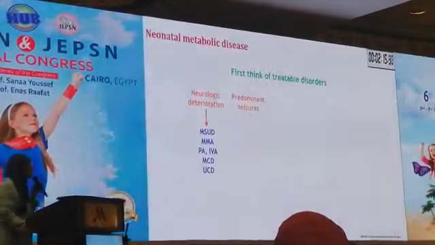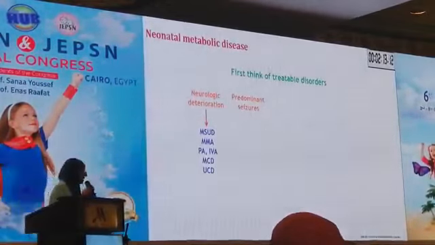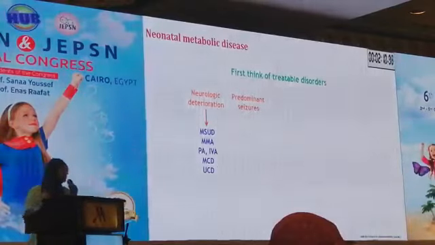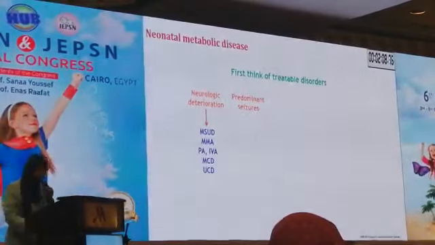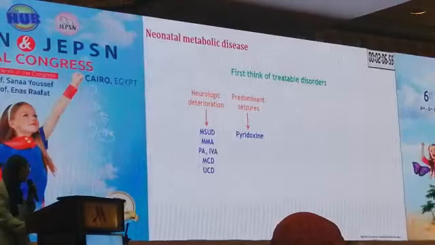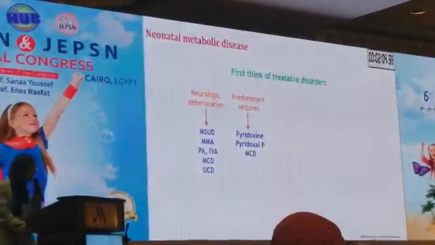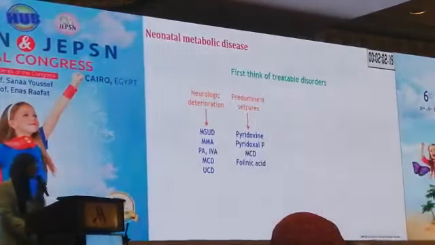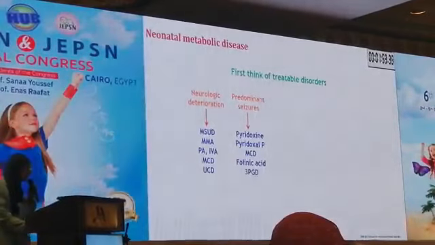If I have predominant seizures, please think of a treatable seizure disorder in your newborn period. We have to think about pyridoxine and pyridoxal phosphate. Also, I have to think of folinic acid if there is no response to the previous two.